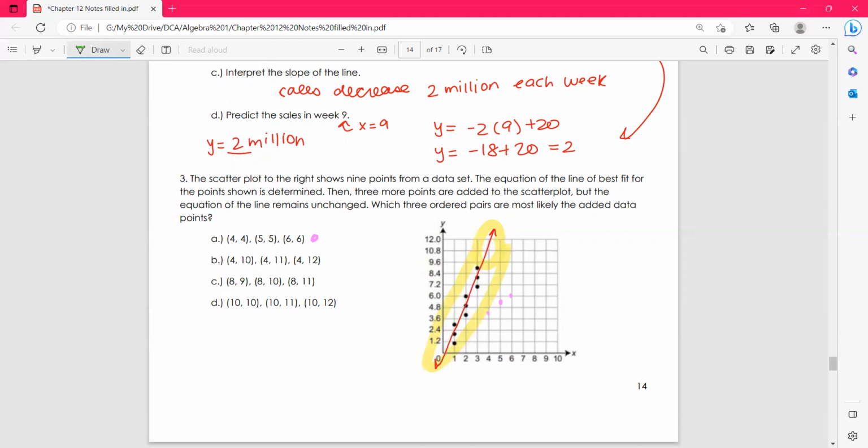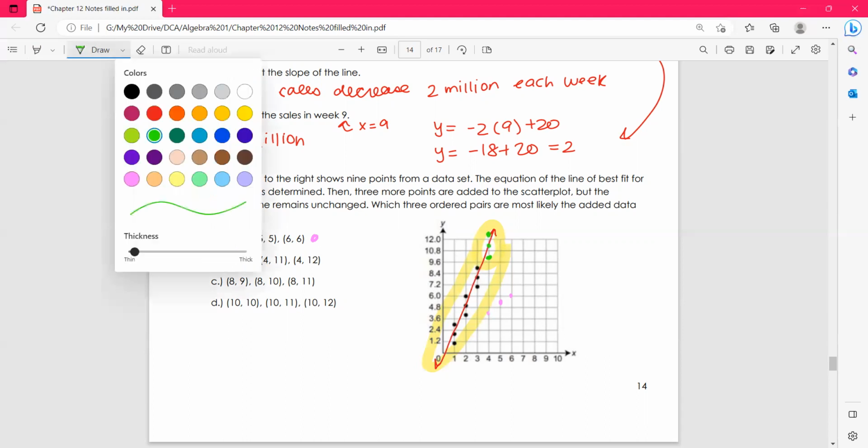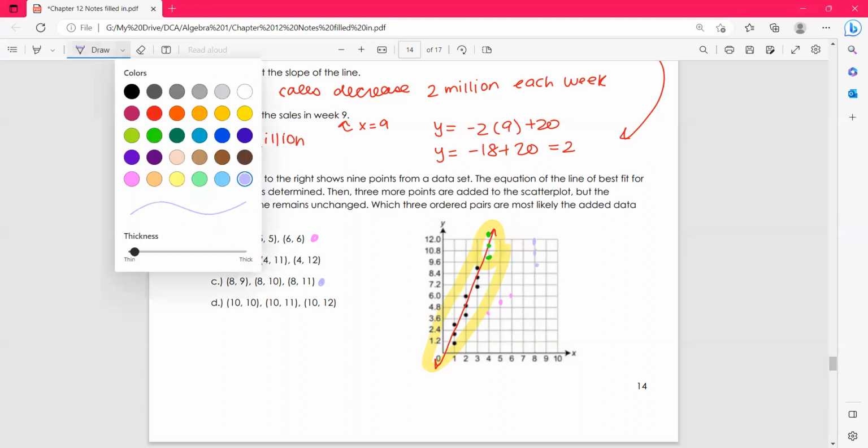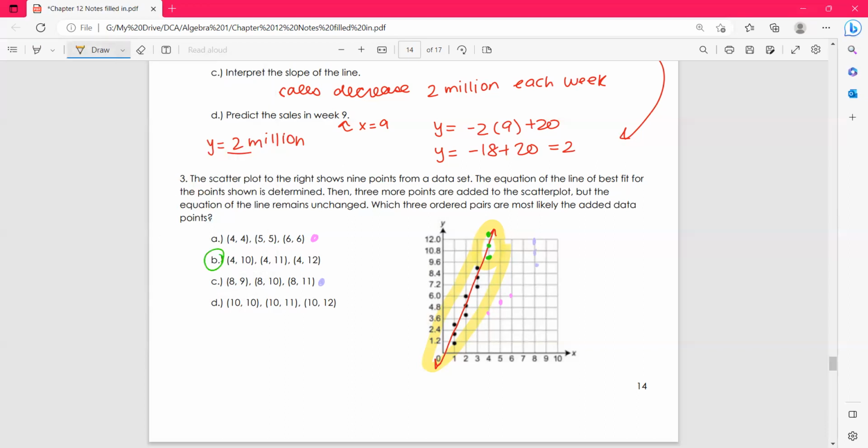Okay, let's check out the next one. 4, 10, 4, 11, 4, 12. Well, that's pretty much what we have, right? So that's looking good. Let's just check out C is 8, 9. Well, we're all the way over here. So already I kind of know this isn't good. 8, 10, and 8 and 11. This would totally change the line, not C. And then one more, 10, 10, 10, 11, 12, 12. Those points would totally change the trend line, okay?